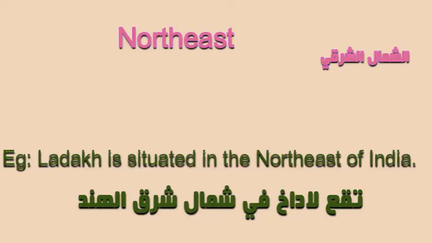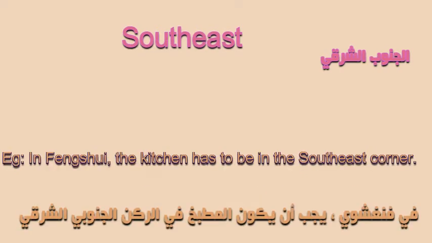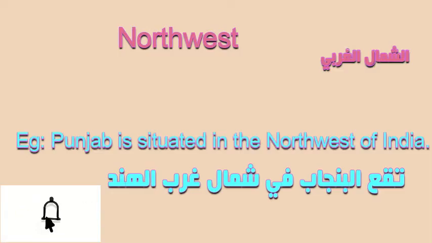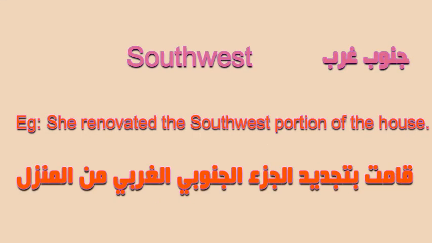Northeast. Ladakh is situated in the northeast of India. Southeast. In Feng Shui, the kitchen has to be in the southeast corner. Northwest. Punjab is situated in the northwest of India. Southwest. She renovated the southwest portion of the house.